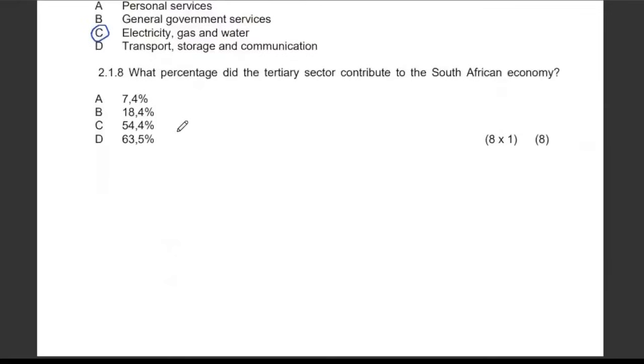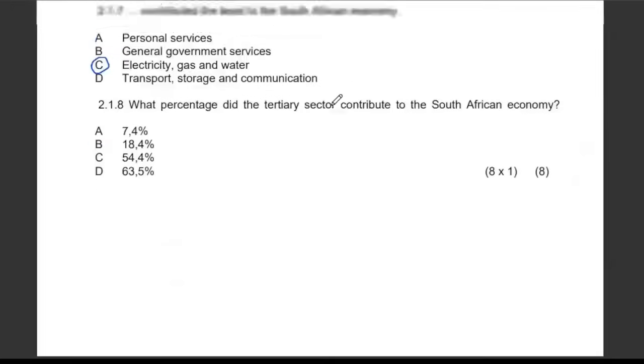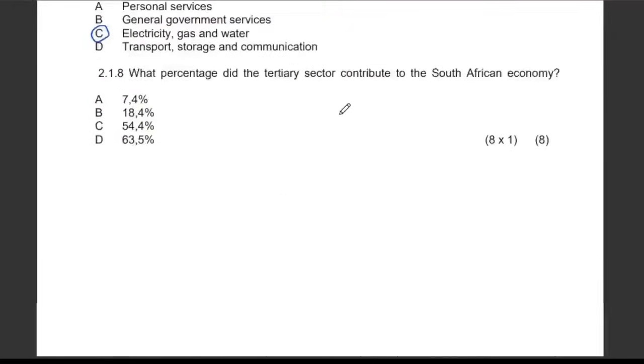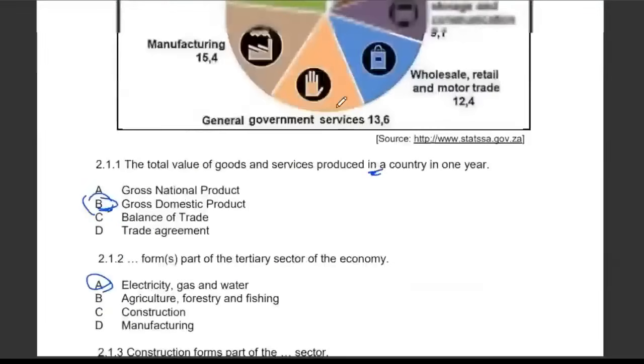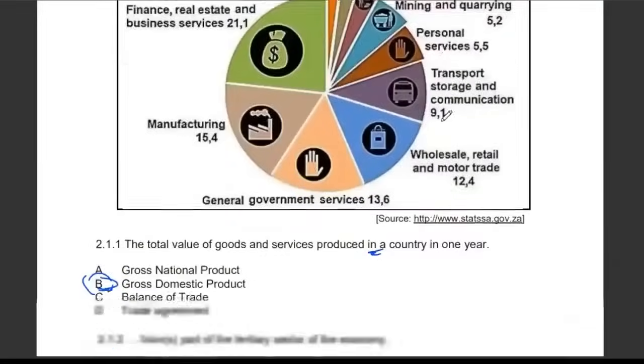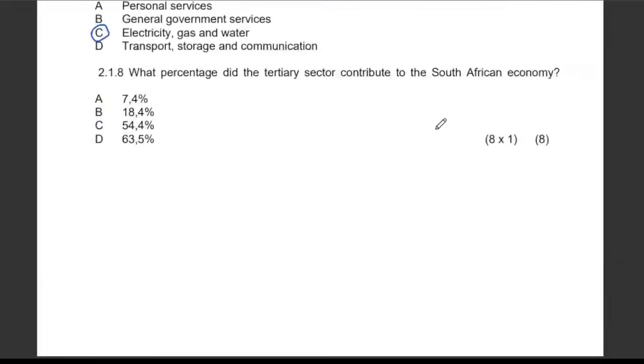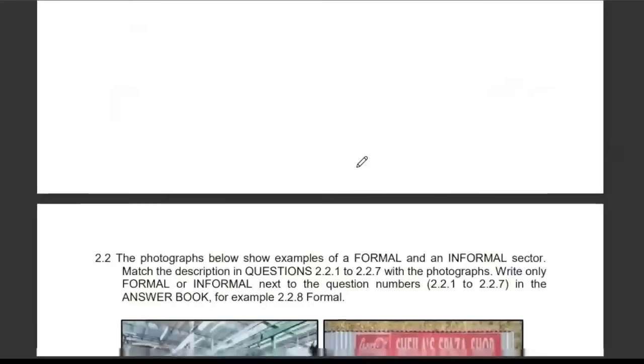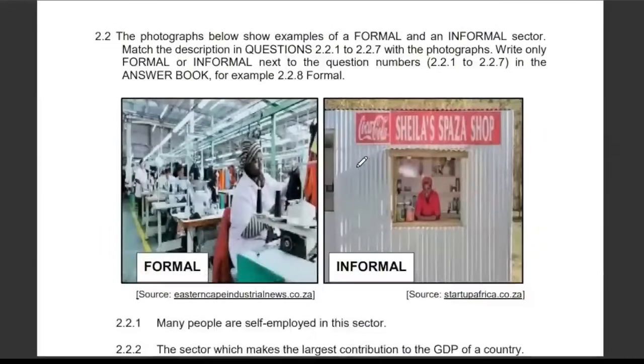What percentage did the tertiary sector contribute to the South African economy? We need to analyze and look at the tertiary sector and see how much it contributed. We have to add up the percentages of the tertiary sector. If we add them correctly and identify them correctly, we are going to get a response of 81.4, which is B. Right, that takes us to the end of the first part of question number 2, which is question 2.1. We are moving on to 2.2.